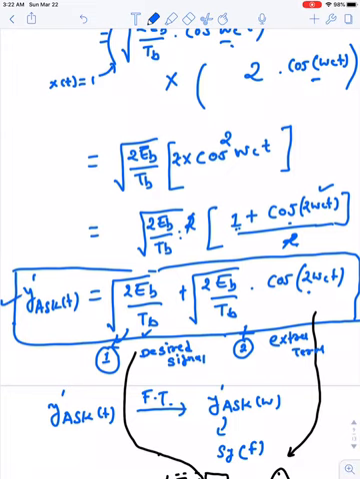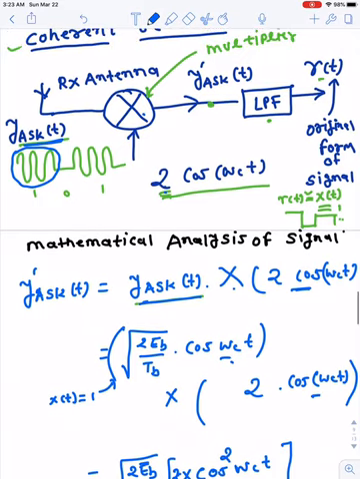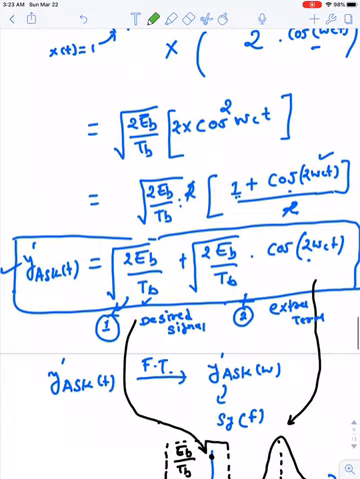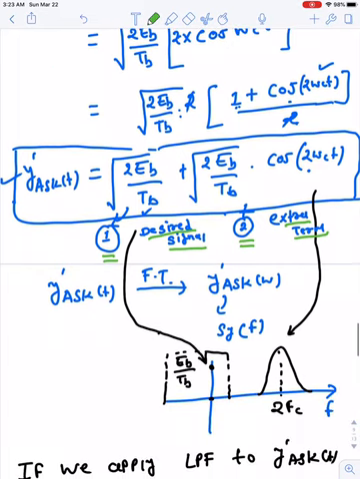And this y dash ask of t is the signal which is available at this point. Now this one consists of two terms. One is the desired one, and the second one is the extra term. So here we need some circuit which blocks the second, extra term and allows only the desired signal to pass, right?